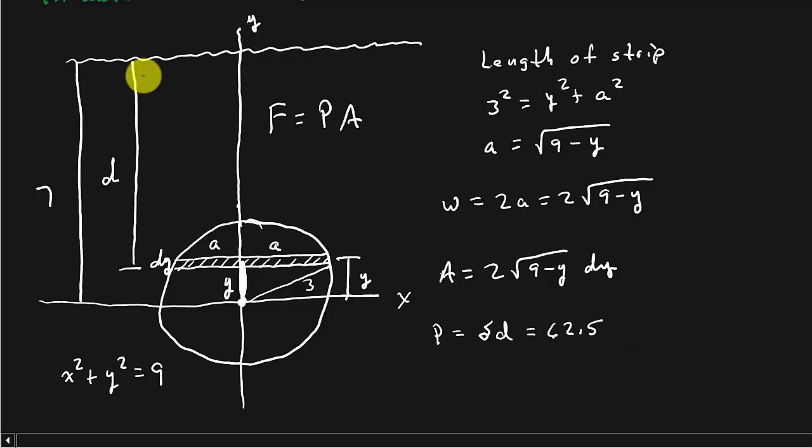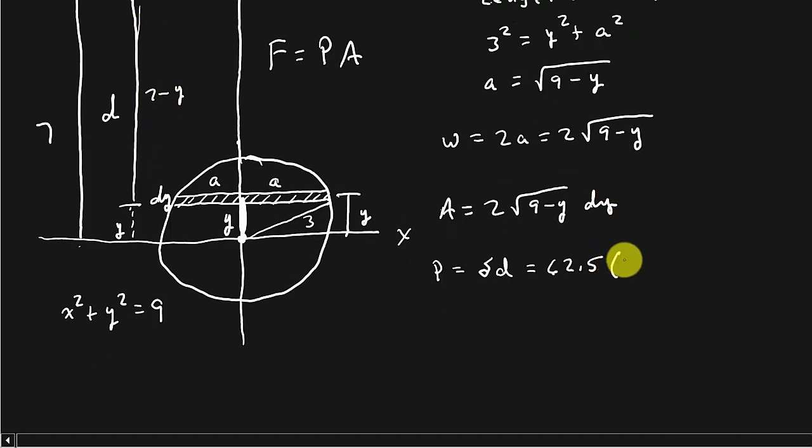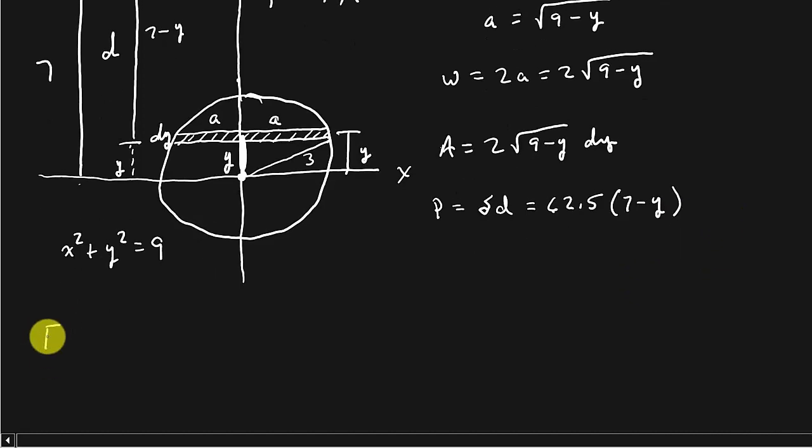So how far is it submerged? We need this distance right here. This entire distance is 7, and remember, up to there is y. So if we go down 7 and subtract y, that will give us this distance here, which is 7 minus y. And so that's times 7 minus y. So there's your pressure. Now we have force is equal to pressure times area, and I'm going to label that Fs, because this is just the force on that strip.